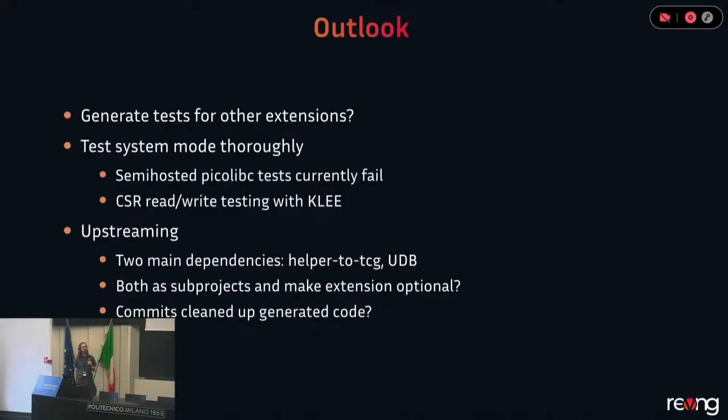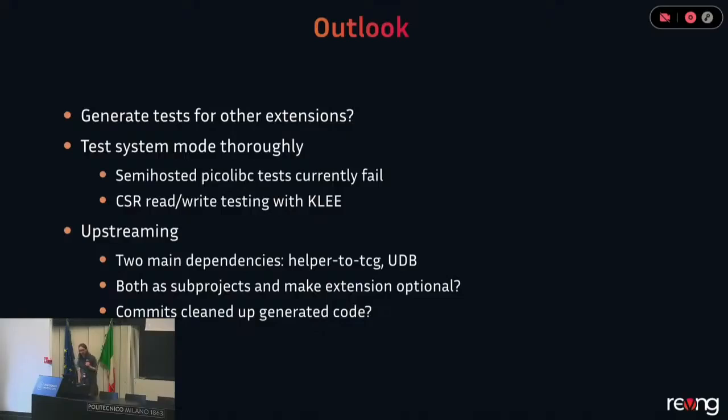For instance, the UDB contains specifications for all of the standard RISC-V extensions, not the vector ones at this point, I believe, but most of the standard ones. So we could easily use this to also generate more tests for those and make sure that the spec also agrees with QEMU, for instance. We also plan to work on testing system mode more thoroughly. So currently we run the semi-hosted picobc tests and get some failures there. And then another option to explore is looking at CSRs. So if a CSR has a custom read-write function, we can feed that through CLI, and we can make sure that we get inputs to the instruction which trigger edge cases in the CSR.